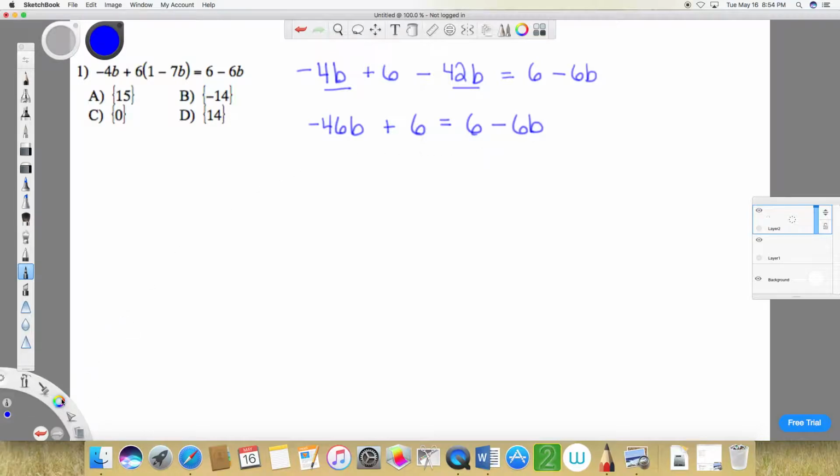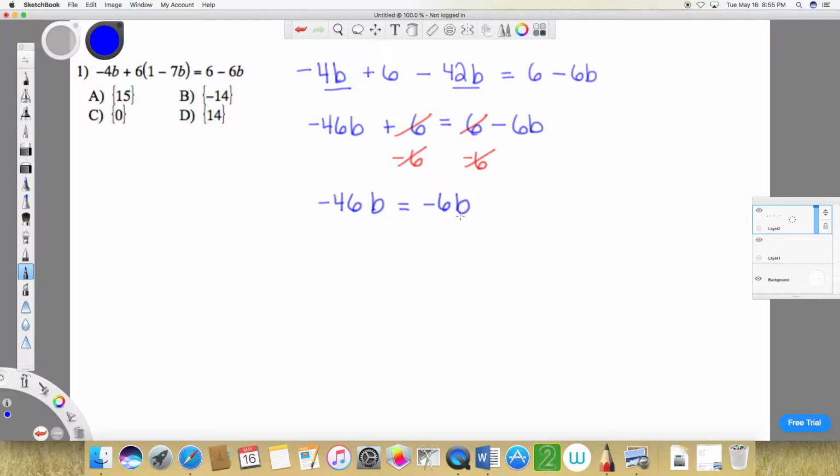If we subtract 6 from each side, if we subtract 6 from the left-hand side, to balance the equation, we need to subtract 6 from the right-hand side. So the 6 minus 6 cancels here, but it also cancels on the right-hand side. So on the left, we just have this negative 46b. And on the right, we have this negative 6b.